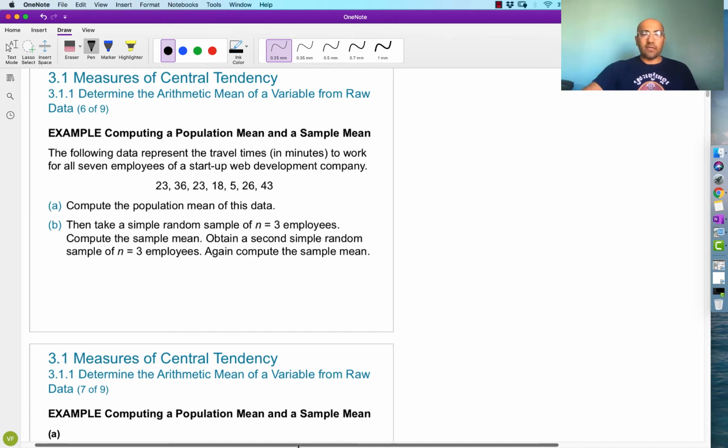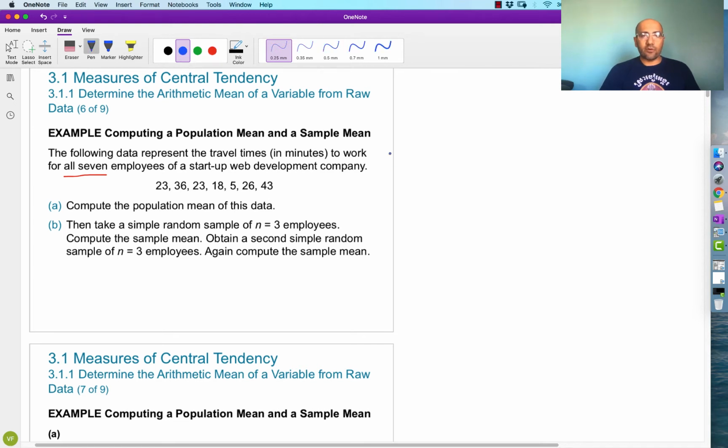The key here is that it states all 7 employees, right? This is everybody. That makes this a population. If, on the other hand, they said this company has 1,000 employees and they randomly selected 7 of them, then that would be a sample, so we would be computing x bar. So this is very straightforward, right?